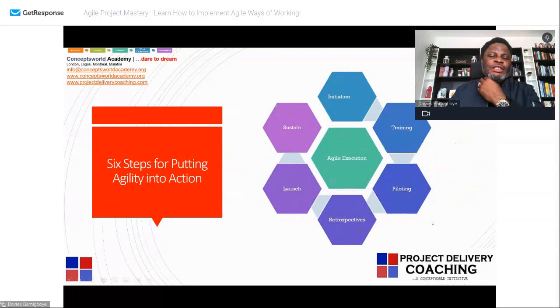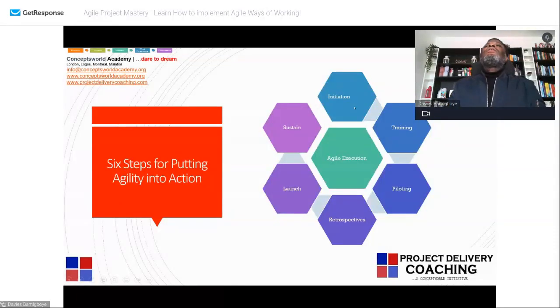So how do you put Agile into action? There are 6 steps here. The first one is initiation. The second one is training, then piloting, retrospectives, launch, and sustain. Let's talk about each one of them.